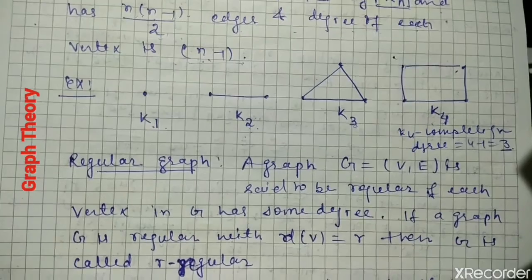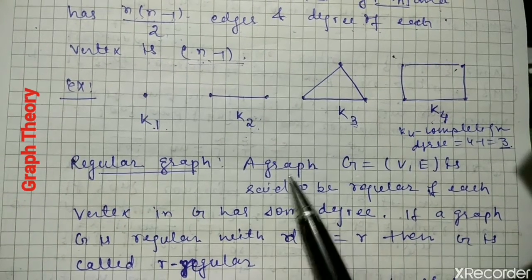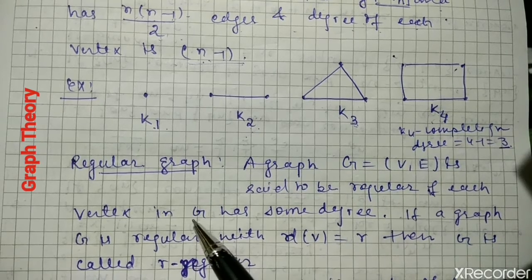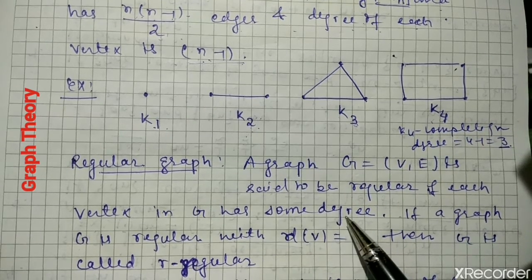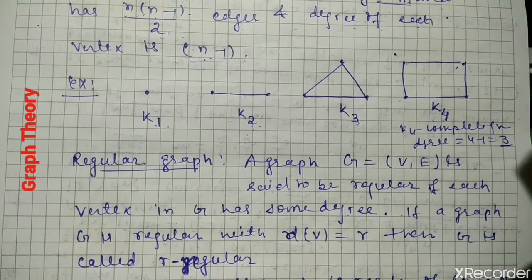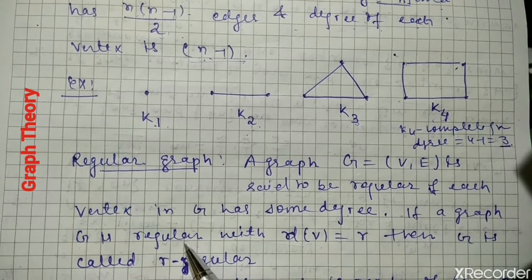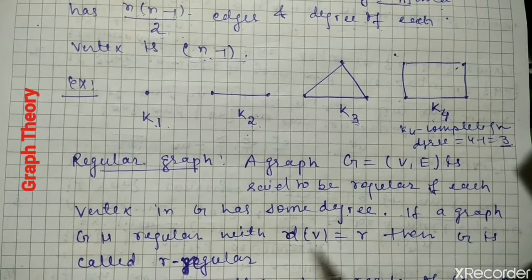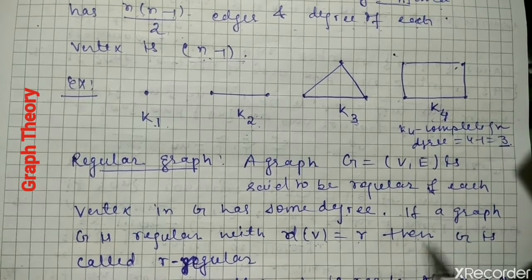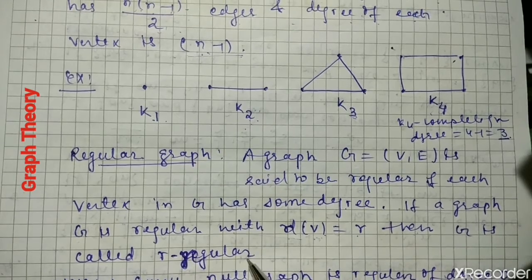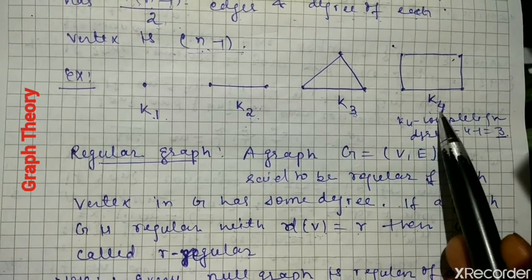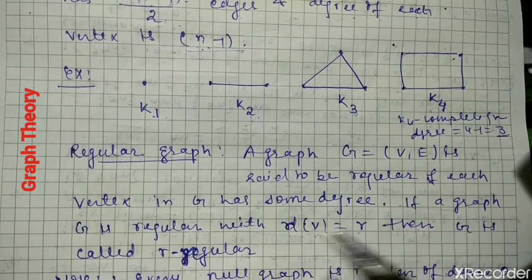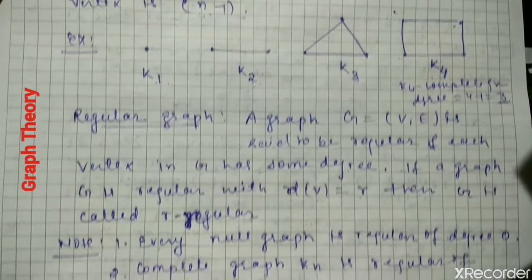Next is our regular graph. What is a regular graph? A graph G equals (V, E) is said to be regular if each vertex in G has the same degree. If the degree of every vertex is r, then G is called r-regular. So here we are writing K4, and we give the name 4-regular or 3-regular or 2-regular, whatever it is. Let's see what we call it.